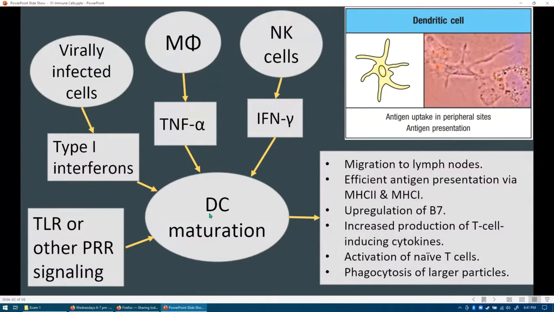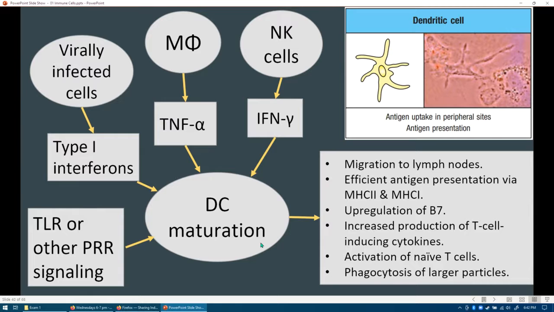So some things that can drive dendritic cell maturation: interferon gamma, tumor necrosis factor, type 1 interferons, PRRs as well. All of your innate immune cells are expressing pattern recognition receptors. Some of those include the toll-like receptors, which I'll discuss later. All of these things can drive dendritic cell maturation, cause them to migrate to lymph nodes, present antigen, upregulate B7, and deliver tons of co-stimulation. They begin producing a bunch of cytokines that cause T cell differentiation. They activate your naive T cells.